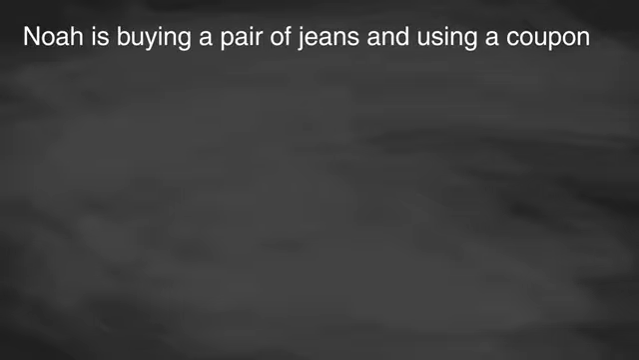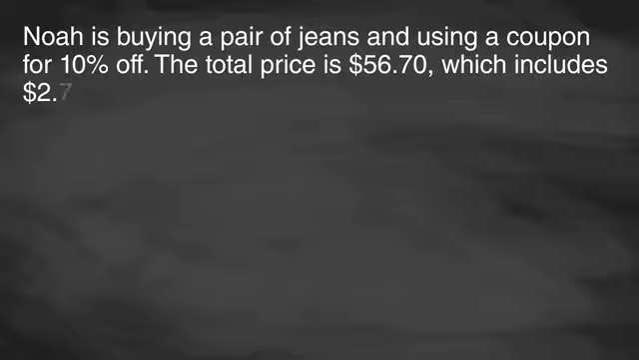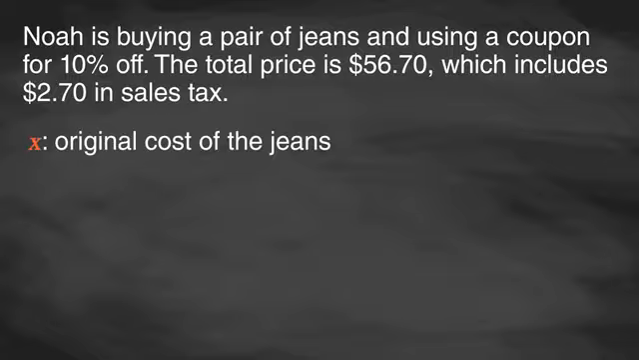Noah is buying a pair of jeans and using a coupon for 10% off. The total price is $56.70, which includes $2.70 in sales tax. Let x represent the original cost of the jeans.